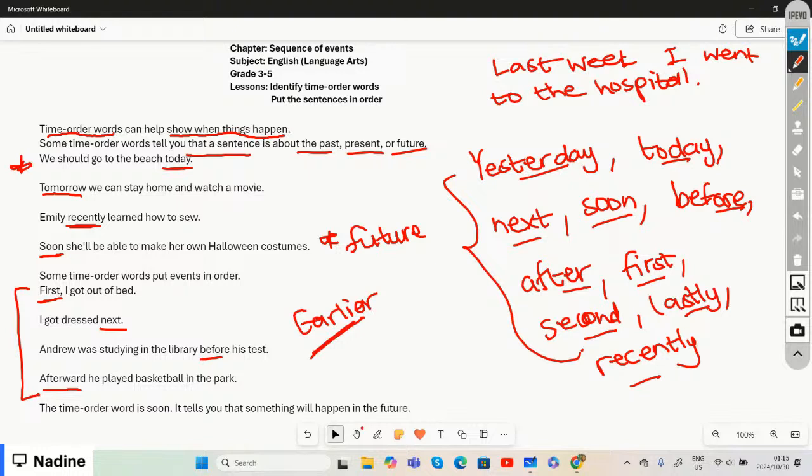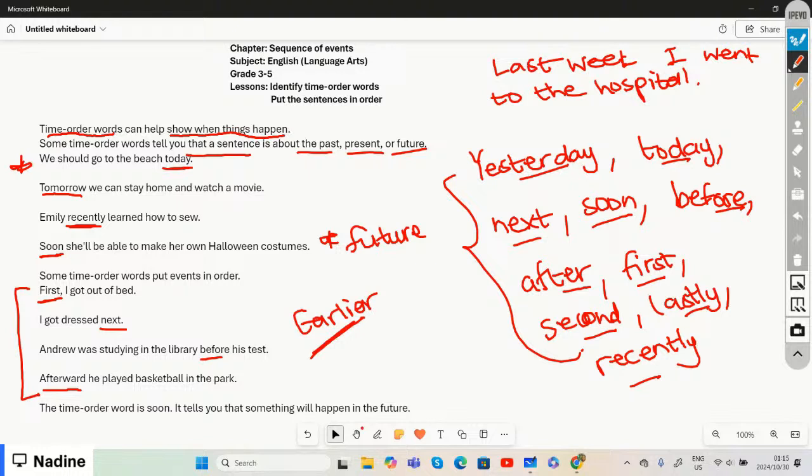Even if you want to show us that, okay, this is what I did today, right? So first I woke up, right? Or let's say first I brushed my teeth. Thereafter I did this. Next I did all those type of things. Even if you were to say first, second, third, those are also time order. You're putting things in order of how it happened.